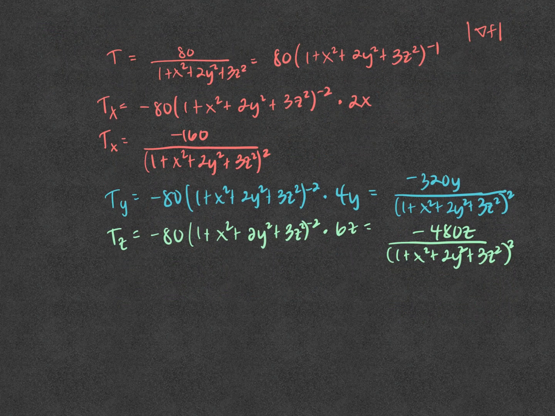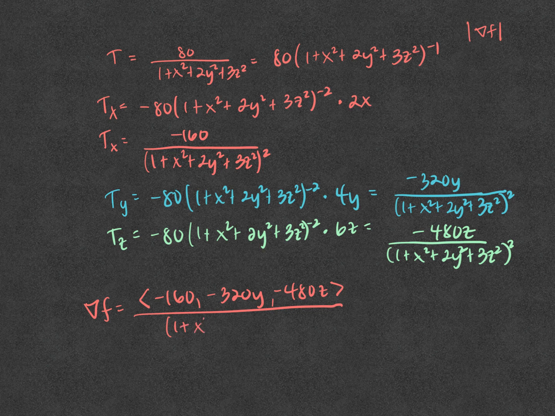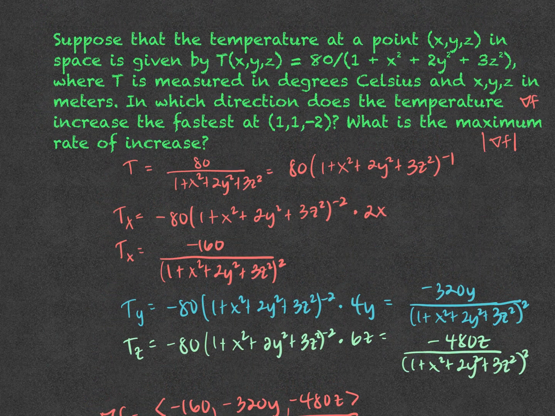So our gradient of f is equal to, I'm going to say the numerators are negative 160, negative 320y, and negative 480z, all over the same denominator. So I'm not going to write it every time: 1 plus x squared plus 2y squared plus 3z squared, quantity squared. Now I'm going to go back to splitting it in a few minutes, but we're supposed to be using the point 1, 1, -2.